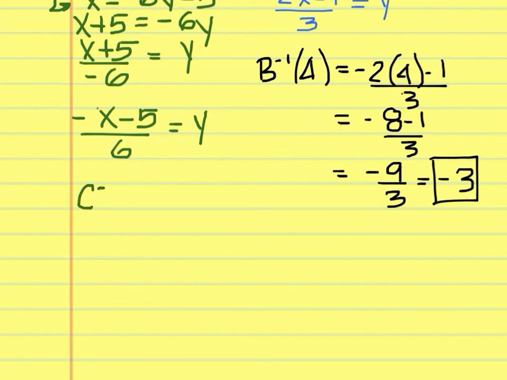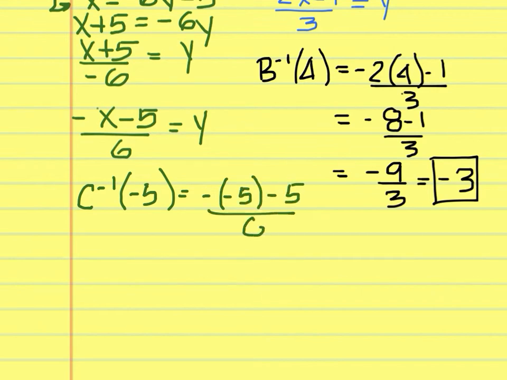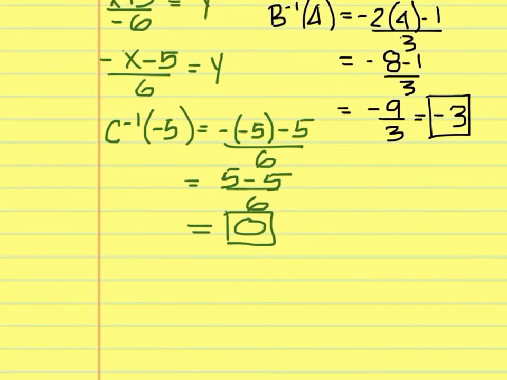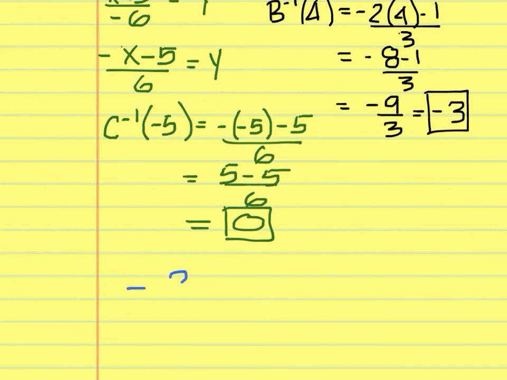So the inverse of c of negative 5 is going to be a negative 5 minus 5 over 6, which is negative 5 minus 5 over 6. That turns out to be 0. So from the problem here, we have to find the two answers added together. So that would be negative 3 plus 0, which is negative 3.